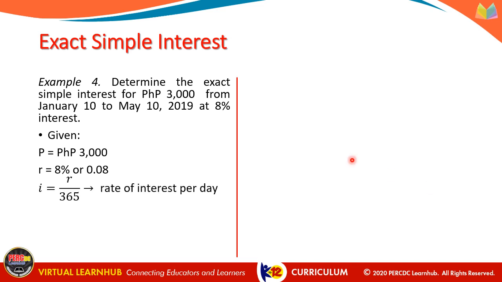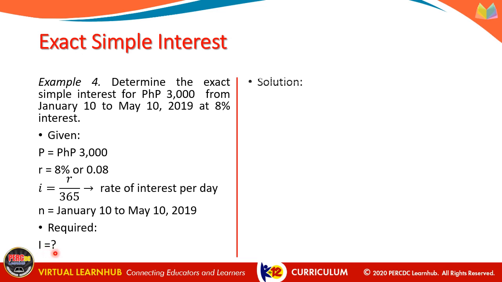I is equal to R over 365. This is our rate of interest per day. And N is from January 10 to May 10, 2019. We are required again to solve for the uppercase I, or the interest earned.